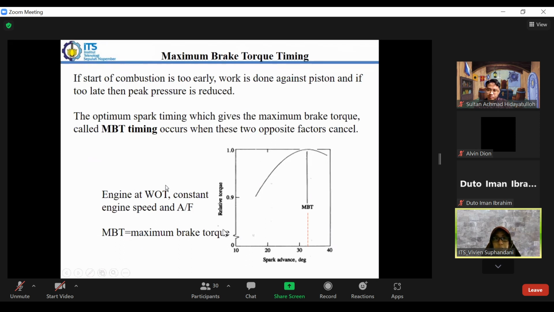And this is also dealing with MBT, maximum brake torque. The optimum spark timing, which gives the maximum brake torque, is called the MBT timing. So if we have the words MBT timing, it means that we start the spark plug to achieve the maximum brake torque.